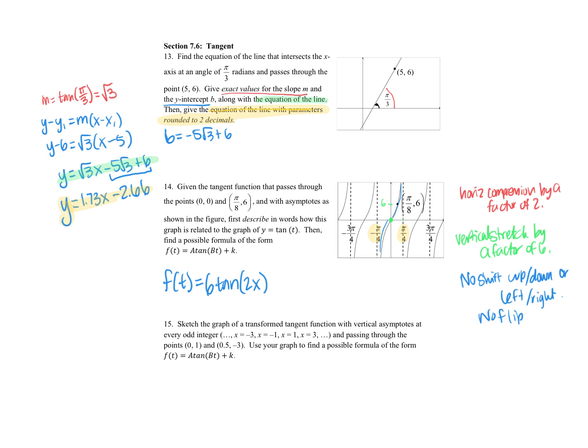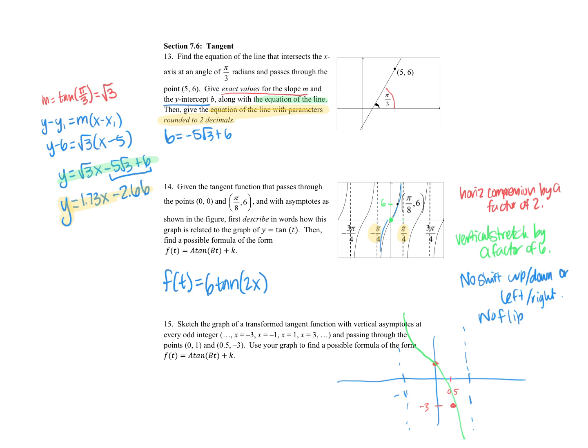Okay, next, sketch the graph of a transformed tangent function, with vertical asymptotes at every odd integer and passing through those points. Use your graph to find a possible formula. Okay, so let's make a graph. It has asymptotes at negative 1 and 1, like this. I'm just going to focus in on the middle part of it. And it goes through the point 0, 1, and the point 1/2, -3.